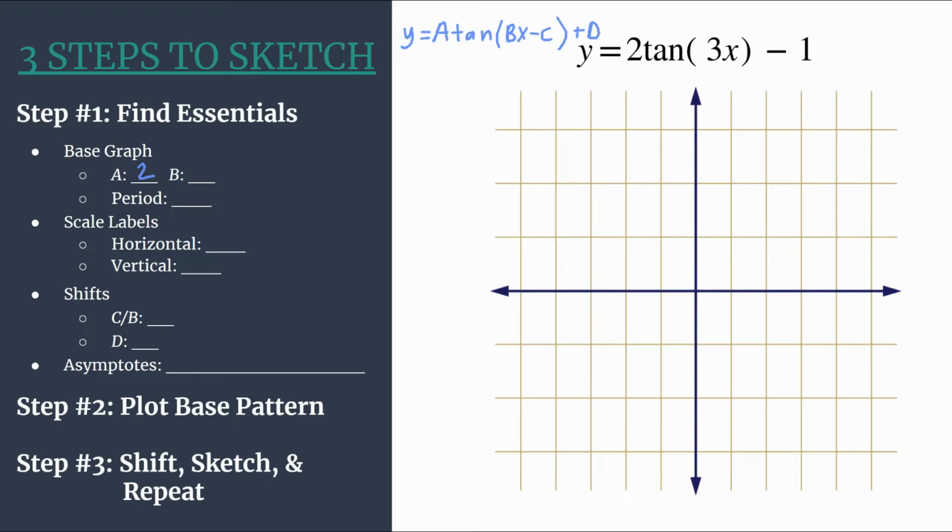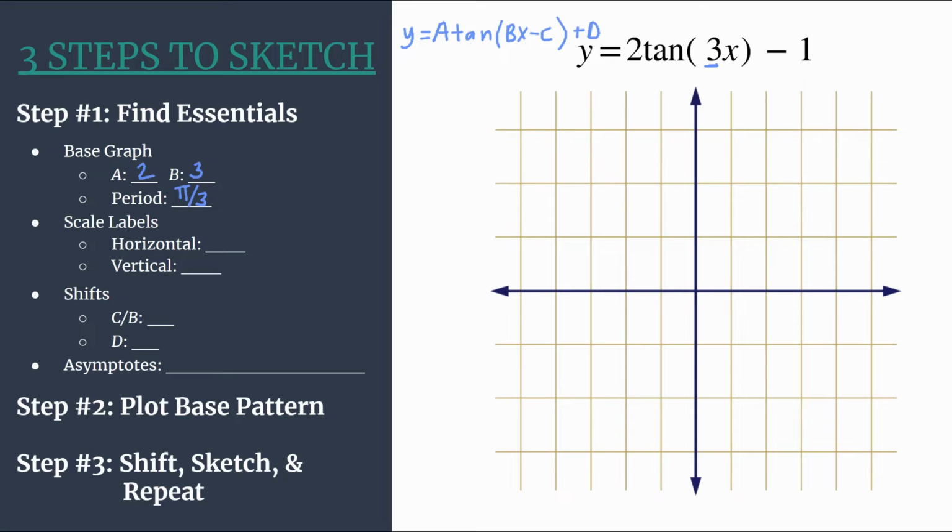Okay, then we see b. B is the coefficient in front of x, so in this case that's 3. That tells us there will be 3 cycles of our graph between 0 and pi, and it also helps us calculate the period, and for tangent we do that, pi divided by b. So our period, or the length of one horizontal cycle, will be pi over 3.